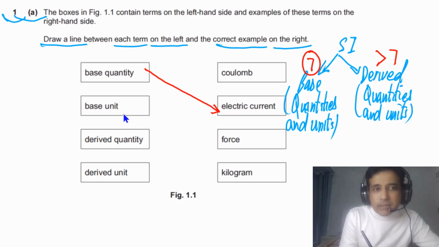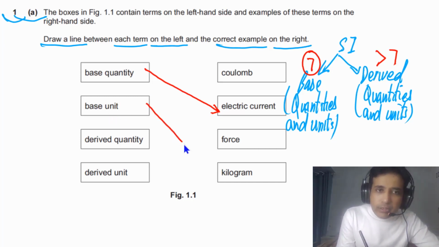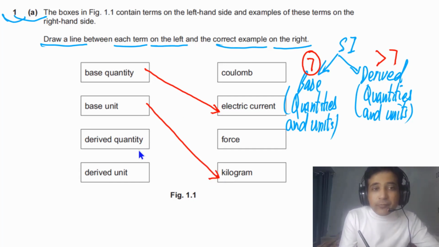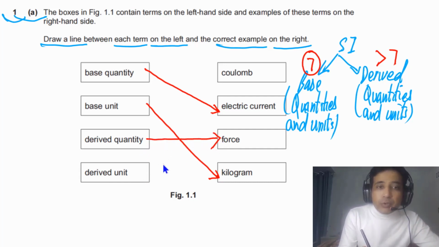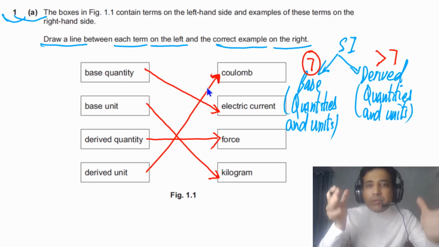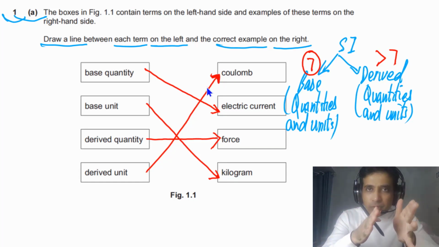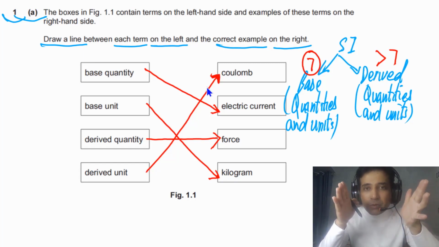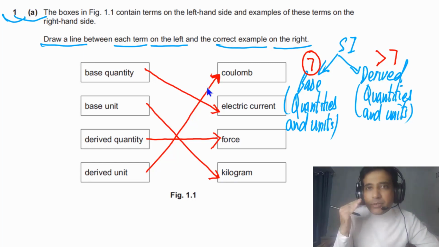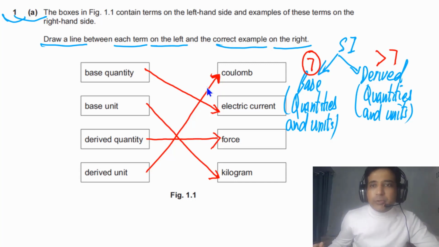Next one is asking us about base unit. The kg is a base unit. Derived quantity: force is a derived quantity. Derived unit: coulomb is a derived unit, because coulomb we can derive from ampere. So these things you need to understand. The SI system consists of 7 SI base quantities and 7 SI base units. And there are much more than 7 derived quantities and units. I hope this point is clear to you.